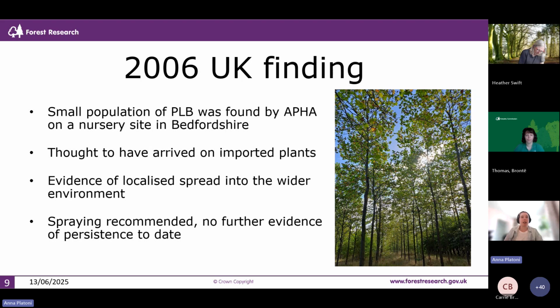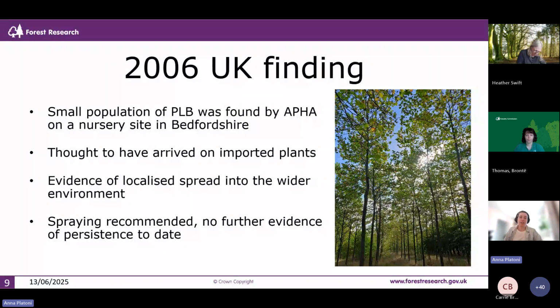The finding was made on some young and imported plants, but it had spread locally to some plane trees in the wider environment. At the time in 2006, some spraying was recommended, and it was undertaken. But since then, repeated surveys, including one last year for reasons that will become evident in a moment, have found no further evidence of this pest in that area.